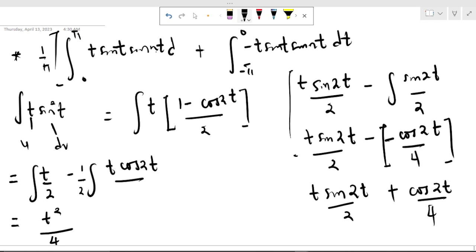Now bringing that back here and multiplying each of the terms by a negative, we have t sine 2t.